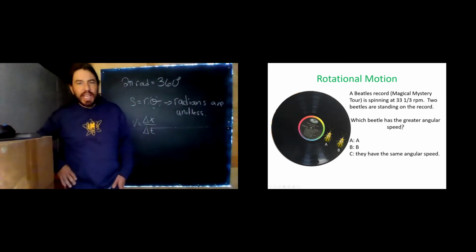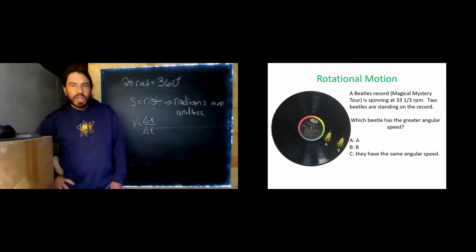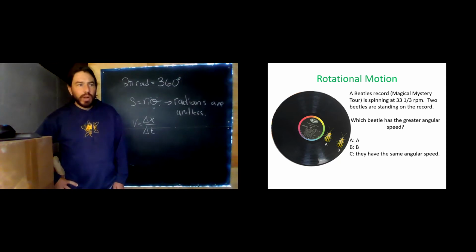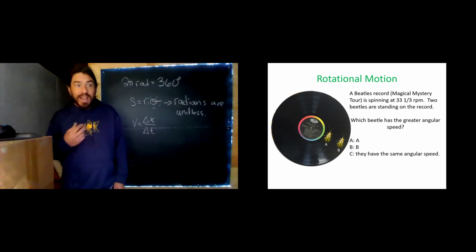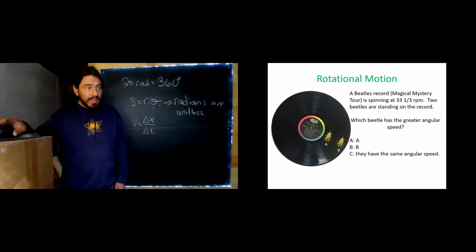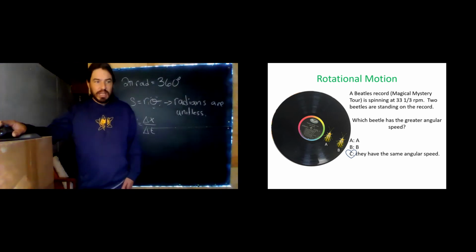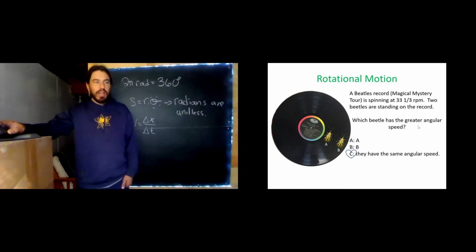Well, angular speed, that's the rate of rotation. That's how many radians per second they're going. We could also express it in RPM, right? If the record is turning at 33 1/3 RPM, that means every minute it goes around 33 1/3 times. This little part where it says stereo goes around 33 1/3 times in a minute. Beetle A goes around 33 1/3 times in a minute, and Beetle B goes around 33 1/3 times every minute. That means they both have the same angular speed.